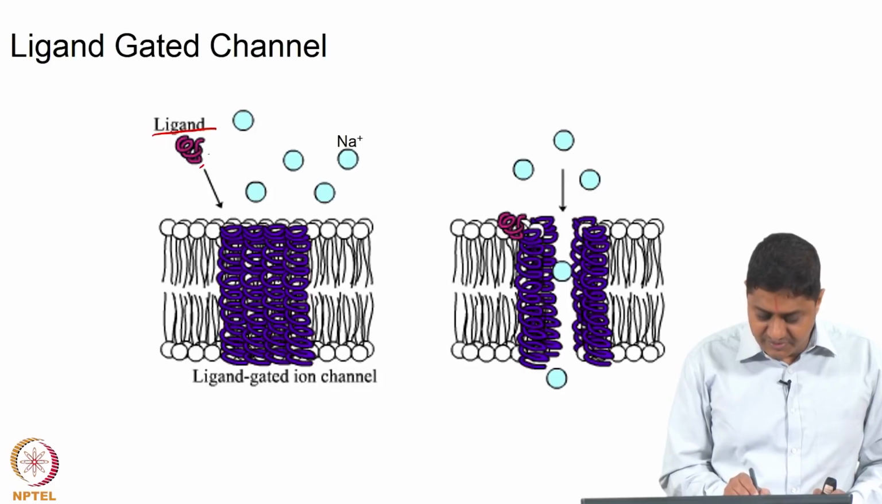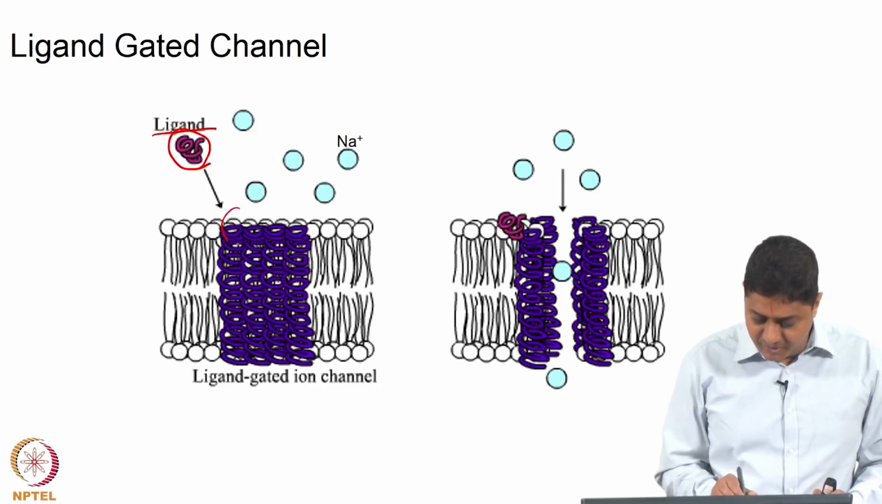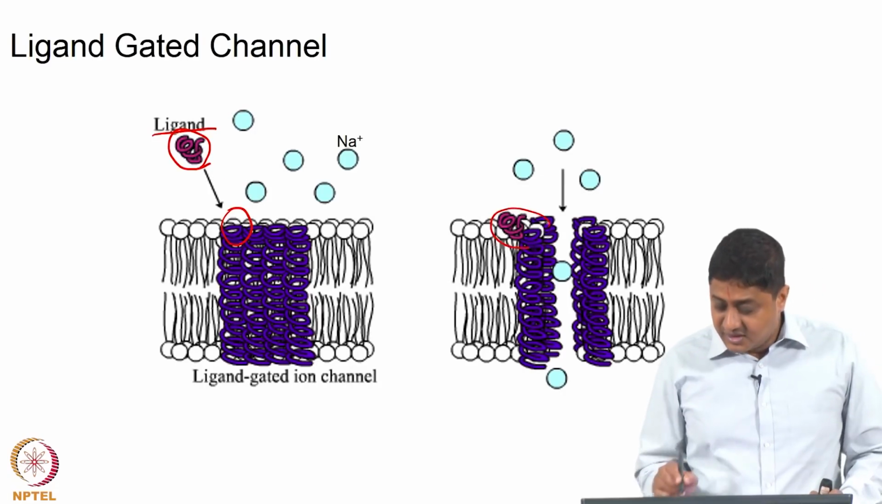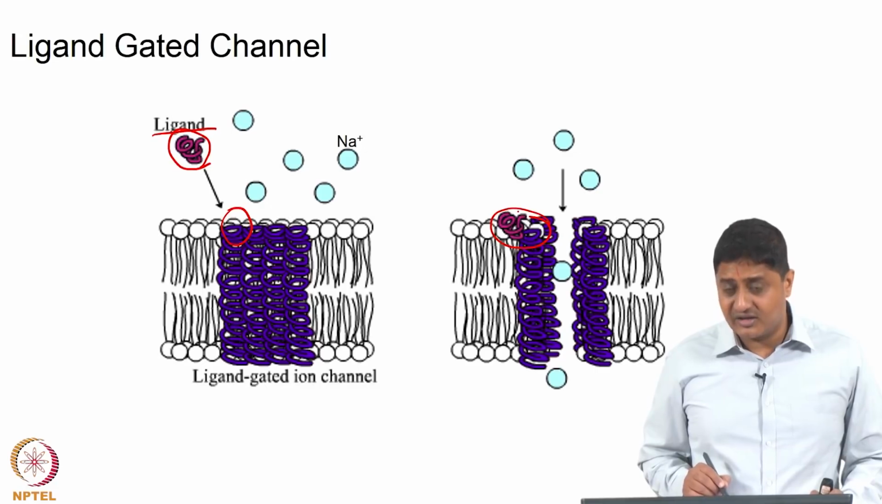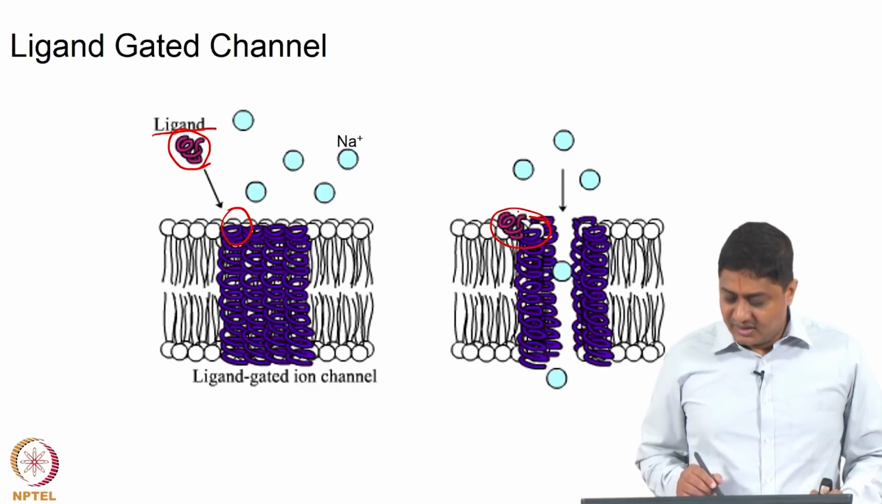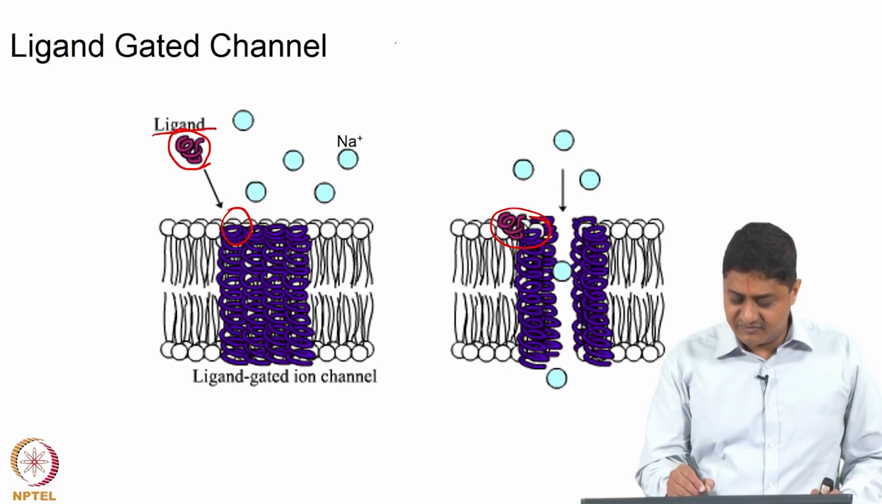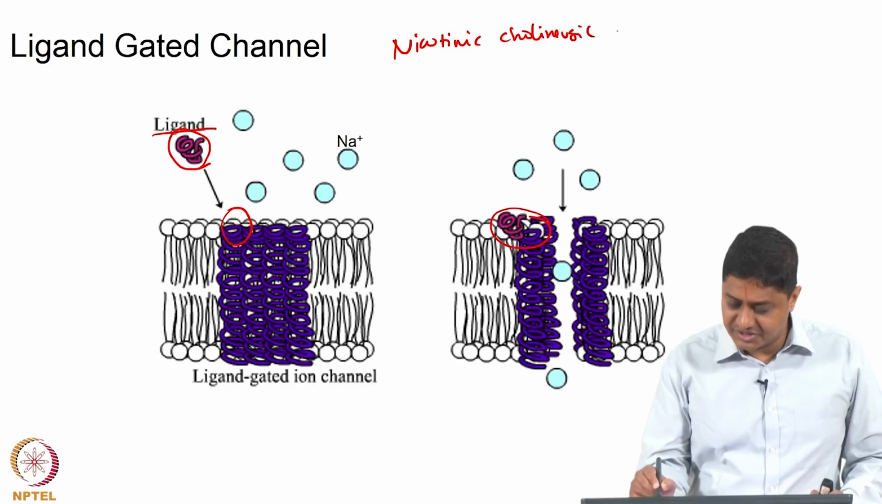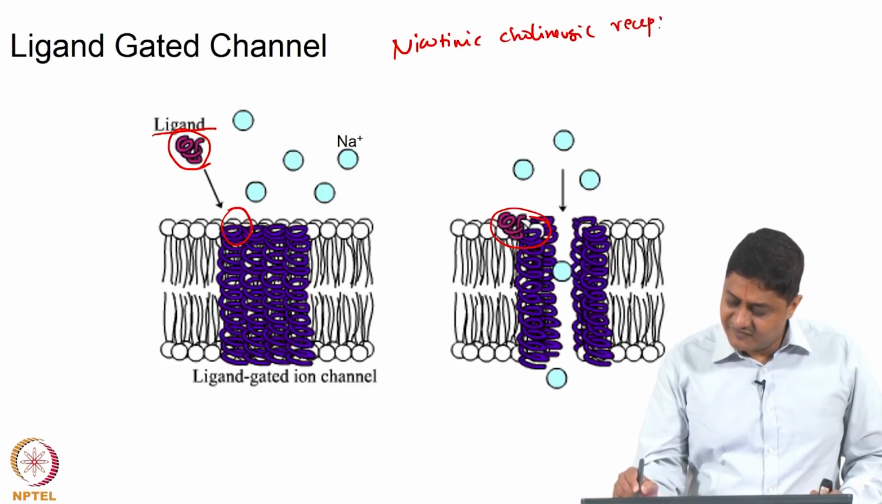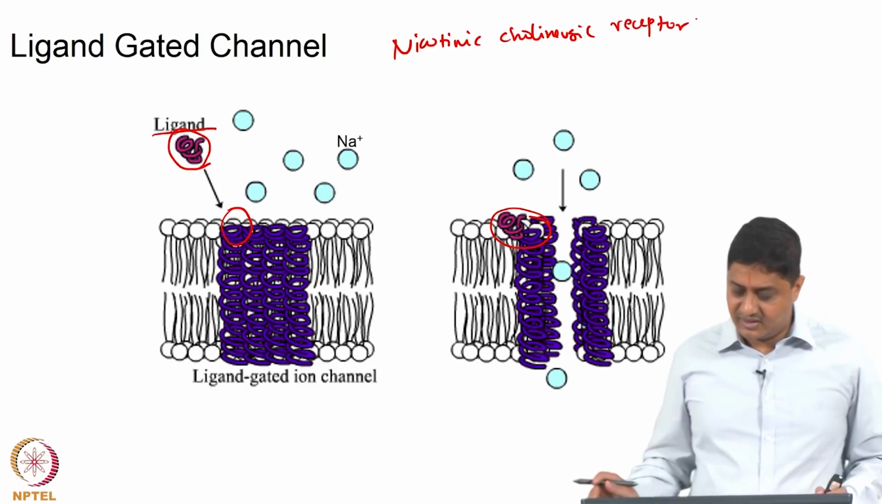So, this involves a particular chemical binding to a particular binding site like here. Once this chemical binds to its binding site, this channel opens and allows transport of sodium, for example. The classic example is the case of the nicotinic cholinergic receptors in the neuromuscular junction, which we will discuss in great detail in a future class.